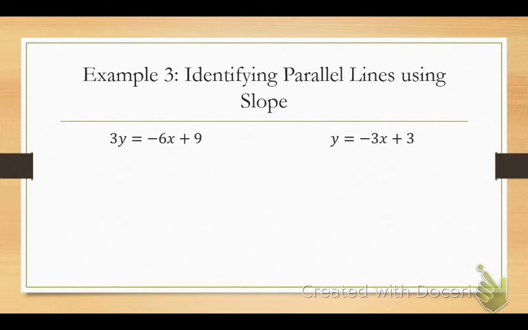Can anybody else tell me what would I do to the first equation? Divide by what? 3. The entire equation. 3, 3, 3. So y equals -2x plus 3. Now that it's in slope-intercept, I can answer the question. Go ahead and answer it on your paper, please.